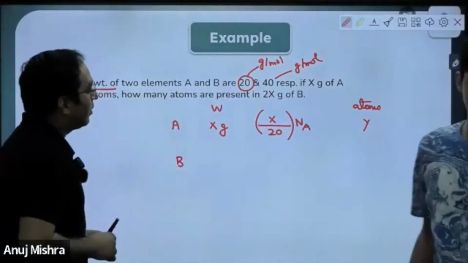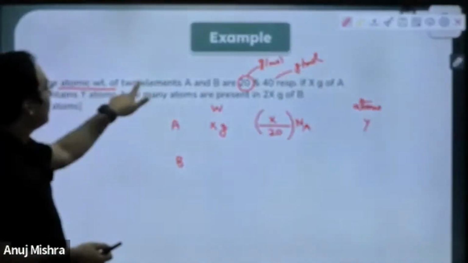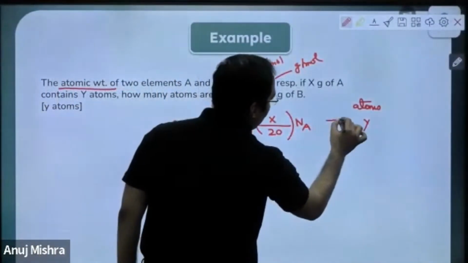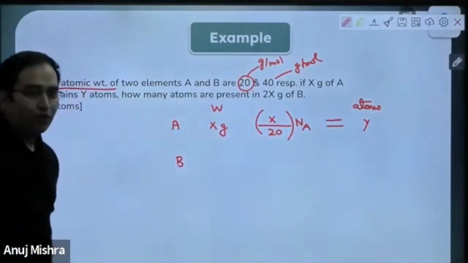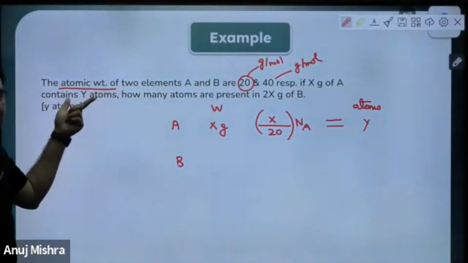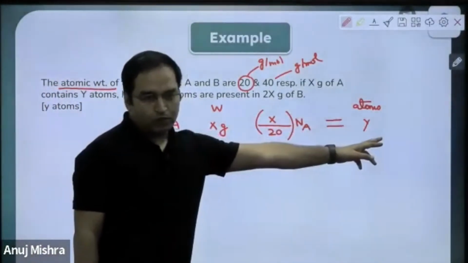What will it become? Moles into N is what? Molecules. But this time we are talking about elements, so basically these are atoms. How much is this number, Samriddhi? Y, as per the question, X gram of A contains Y atoms, right? So moles into Na is Y, as per the question.